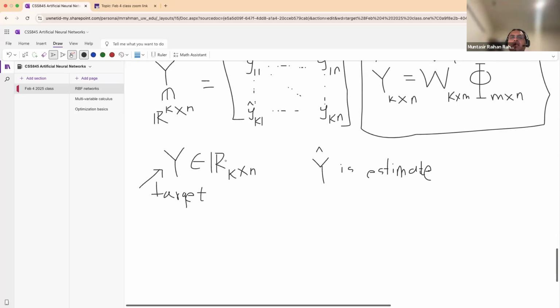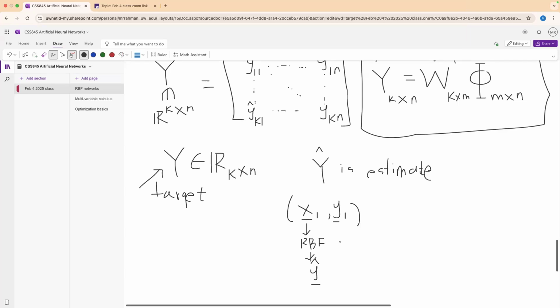You're trying to learn by providing some input patterns and getting an output, right? So if your input has this vector and this is your corresponding y, this is your data, and then you run this through your radial basis function, and this outputs the vector y hat. When do you know that you've been able to solve this learning problem? When y hat is close enough to y.